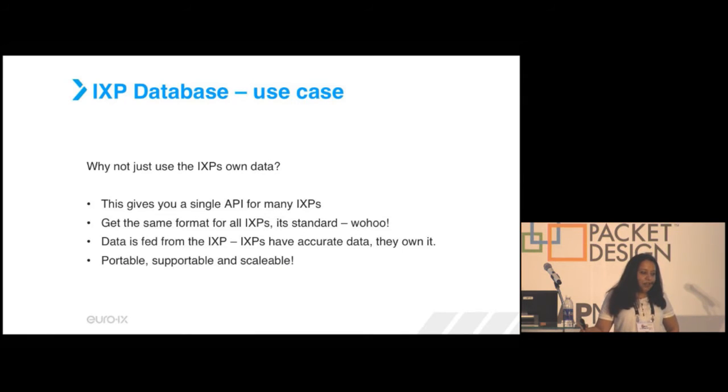So you sit there and think, well, I can just go to the IXP and get the information myself. But the advantage that you get from using the IXF API is that you get all the data in a single format from all the IXPs, and it's standard. And in a world where we're all trying to standardize things, this is a great step towards that. So the data, again, is fed from the IXP, and the IXPs have the accurate data. They own it, so it comes from them. And it's portable, supportable, scalable and extendable.